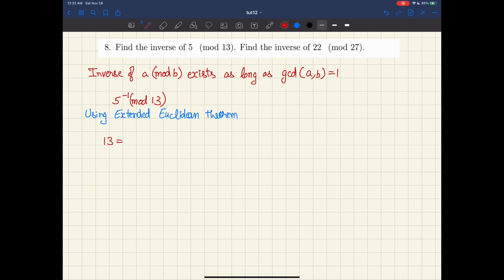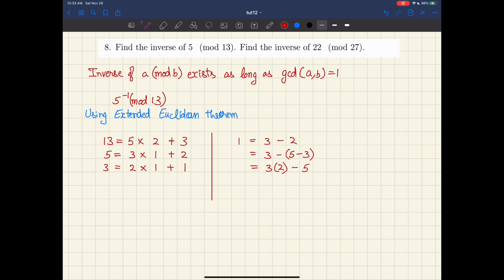So 13 is 5 times 2, which is 10, plus 3. Now 5 in terms of 3 would be 3 times 1 plus 2, and 3 is 2 times 1 plus 1. Now since the HCF is 1, we move on to the extended step, which is rewriting 1 in terms of 2 and 3. It would be 3 minus 2, and then 2 in terms of 5 and 3, which is 5 minus 3.